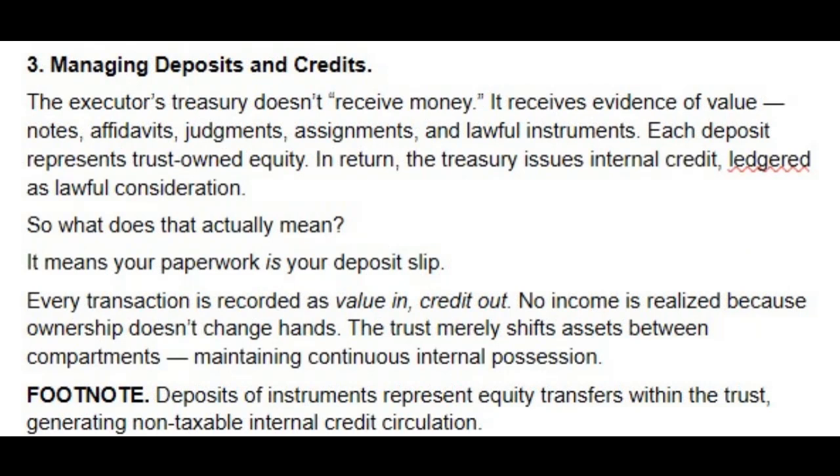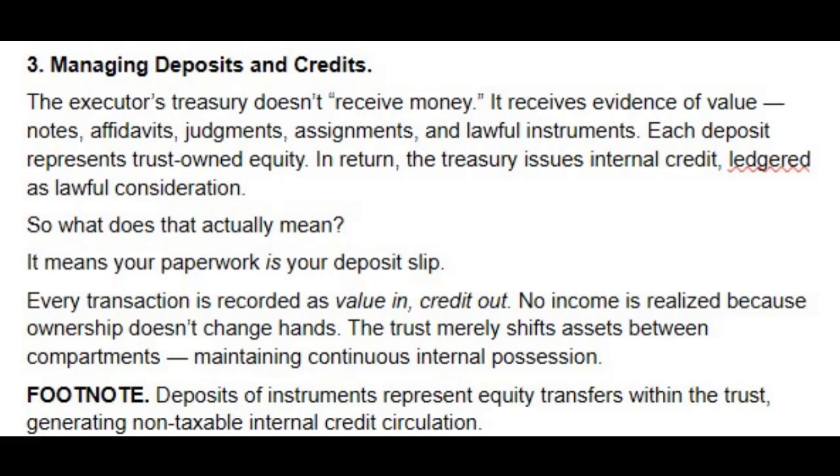3. Managing deposits and credits. The executor's treasury doesn't receive money. It receives evidence of value: notes, affidavits, judgments, assignments, and lawful instruments. Each deposit represents trust-owned equity. In return, the Treasury issues internal credit, ledgered as lawful consideration. So what does that actually mean? It means your paperwork is your deposit slip.